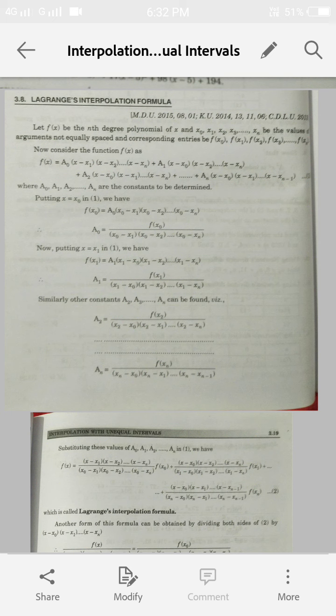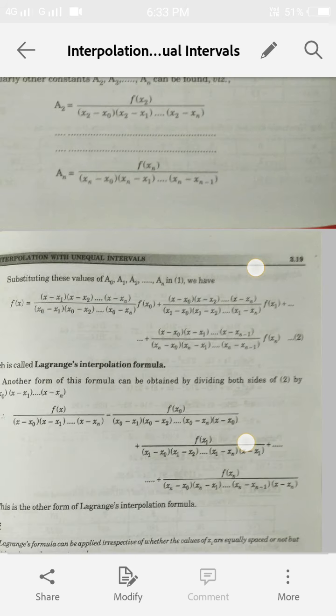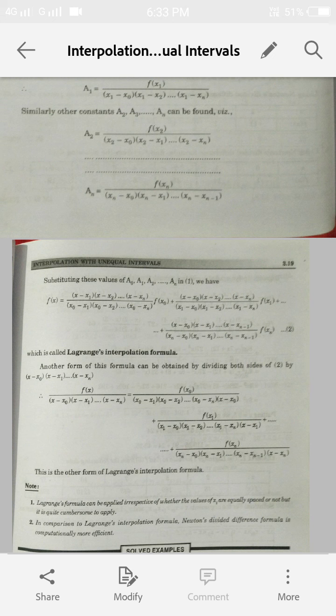Now again we put x is equal to x1 in equation 1, and from here we find the value of a1. Similarly, if we substitute the values of x as x2, x3 and so on xn, we find the values of a2, a3 and an. Now substitute all these values in equation 1. Now we are left with an equation 2, and this is the Lagrange's interpolation formula.